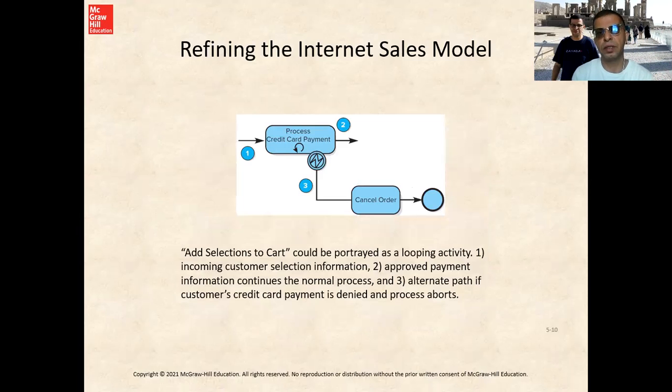so here what's happening is refining the internet sales model, which is basically process credit card payment. If it's approved, we continue. If it doesn't happen, the order is canceled. So adding selection to a cart could be prototyped as a looping activity. So we might be adding more and using a different credit card. One incoming customer selection information at the first level, and then approve the payment information continues to the normal process, and an alternate path if the customer's credit card payment is denied and process approved.